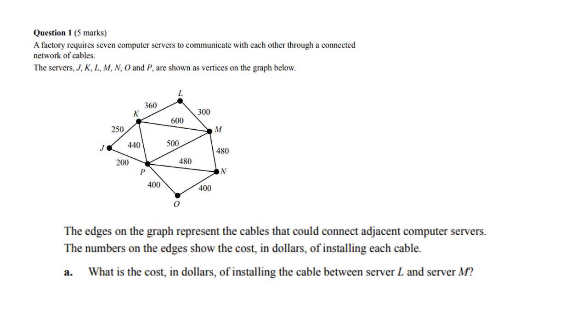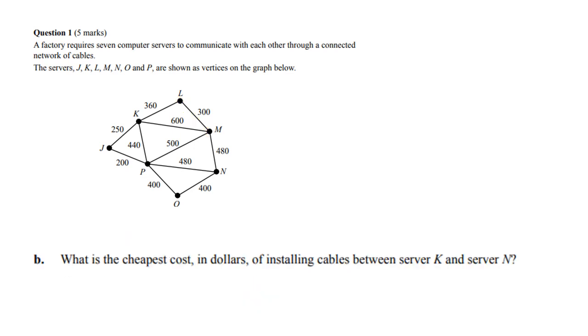Okay, this is from the 2015 exam too. And it says, what is the cost in dollars of installing the cable between servers L and M? I mean, okay, $300? That was so easy. I literally had to double check, like, seriously? That was what they're asking you? There you go, 1 mark right there. Exams in the past, not always as hard as you think.